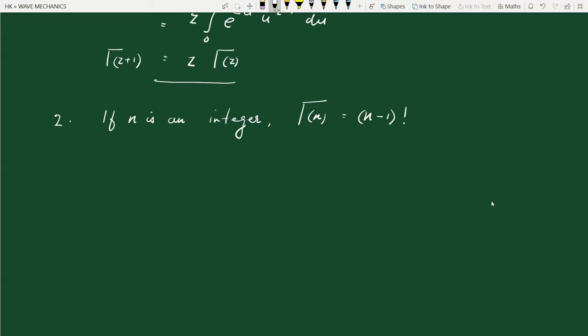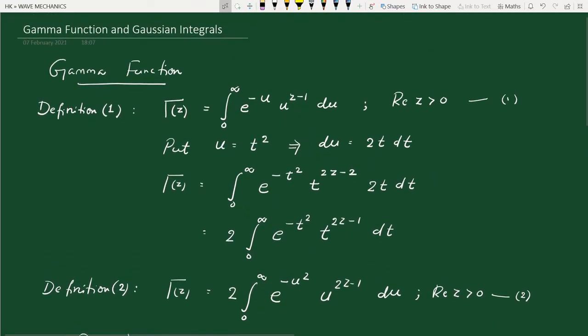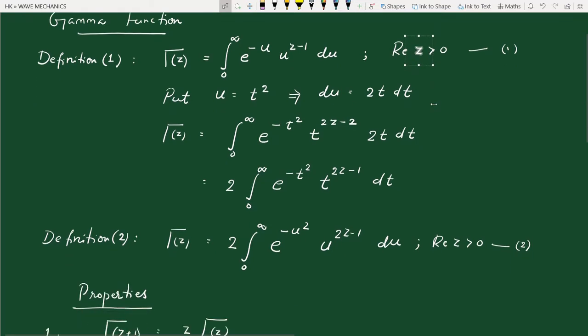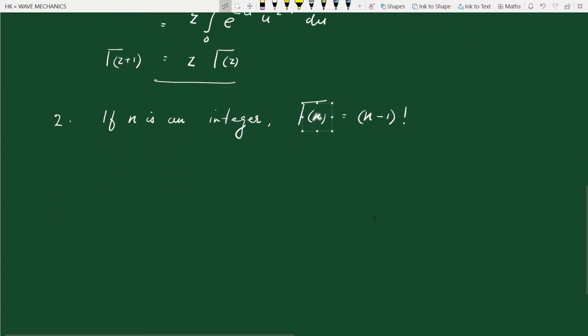Okay, now we should remember that this gamma function is defined for complex numbers. z can be a complex number with the condition that the real part of z should be greater than 0. Now the question is, if z is an integer, a complex number can also be an integer. So if the real part of z is greater than 0, it should be a positive integer, right? Then this result is there, gamma n is equal to n minus 1 factorial. Let us see how we can establish this.